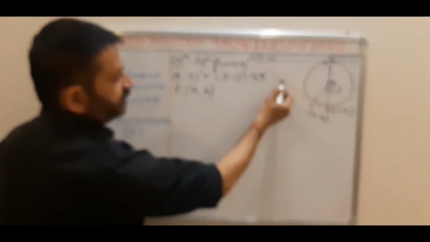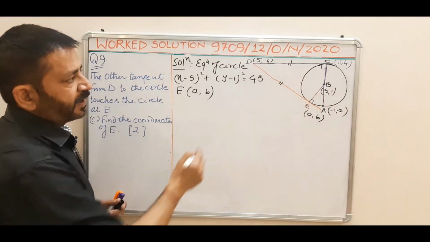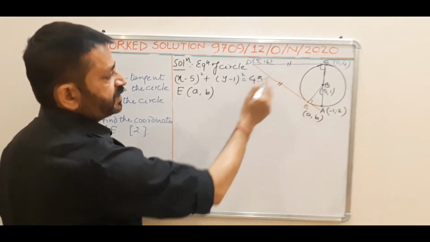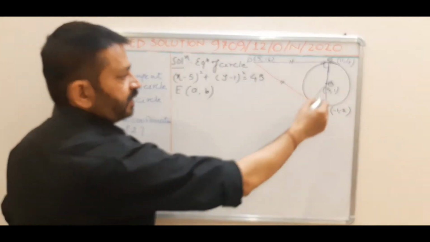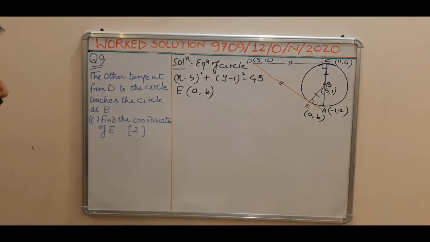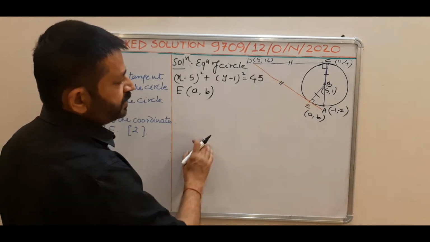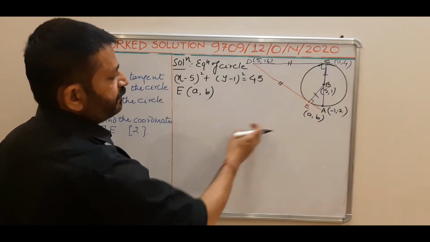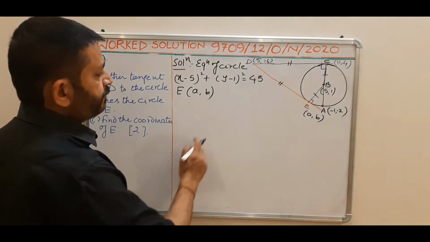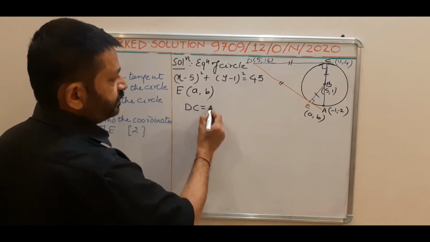So if you look at the figure, DE must be equal to DC. Lengths of tangents from an exterior point are the same, and BC must be equal to BE, the radius of the circle. Okay, so we can use these two relations to find the coordinates of point E. So first I am marking it as DC is equal to DE.